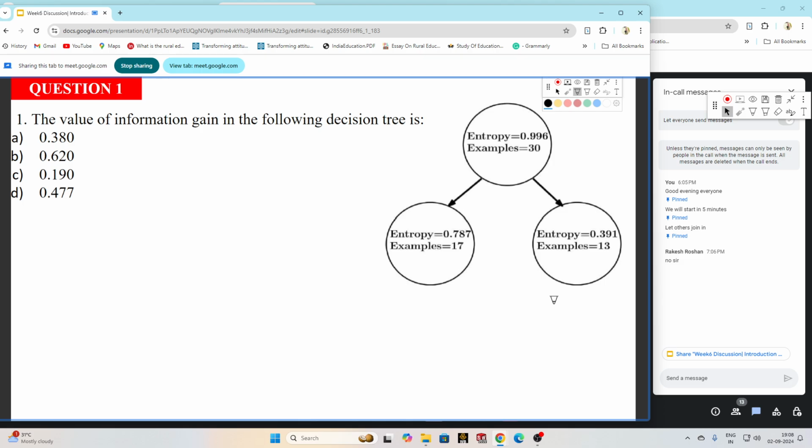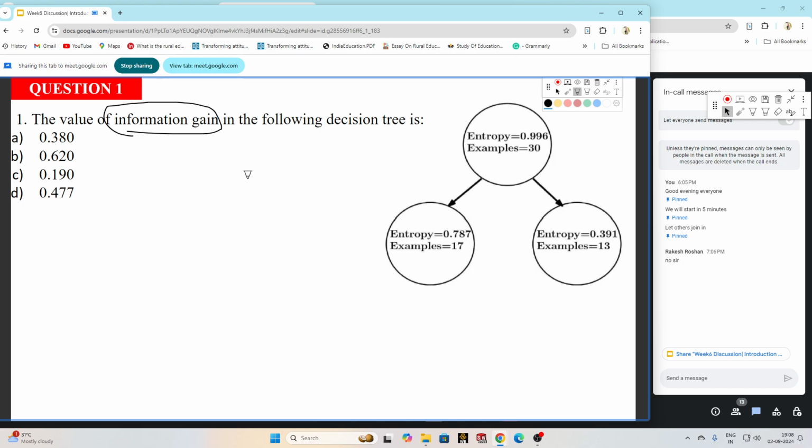No doubt regarding the question, right? Now we have to solve the question, that is we have to find the information gain. So what is the formula of information gain? Information gain is entropy of the whole set minus cross entropy of the attribute. So that is information gain.